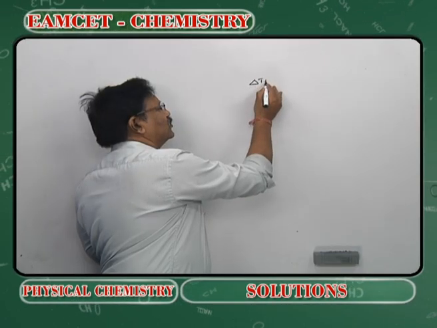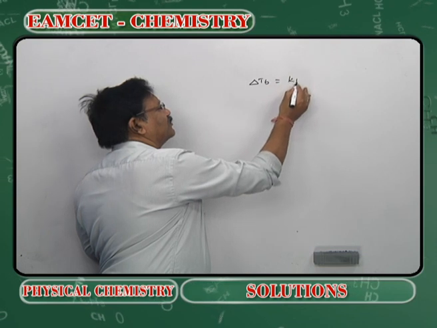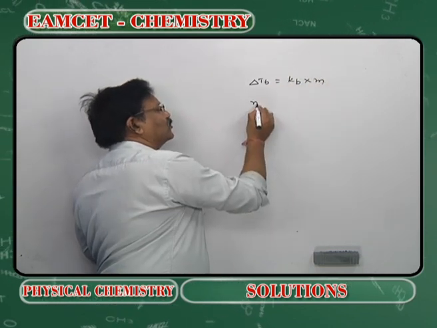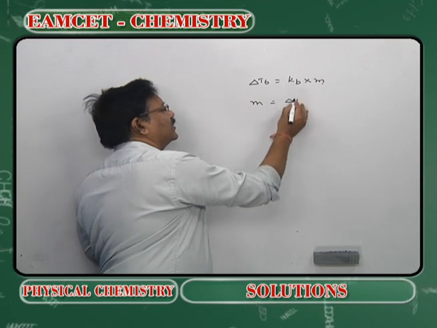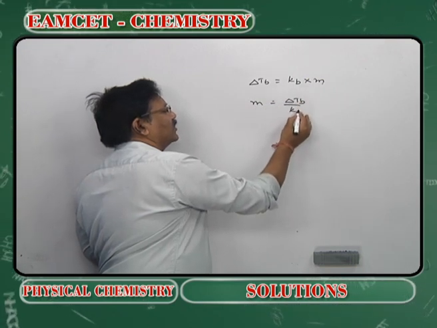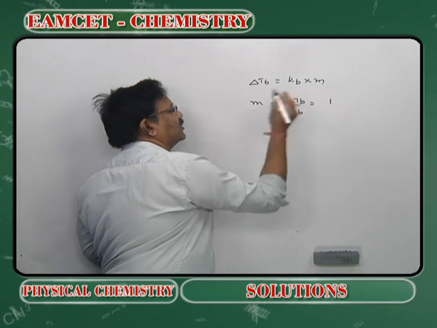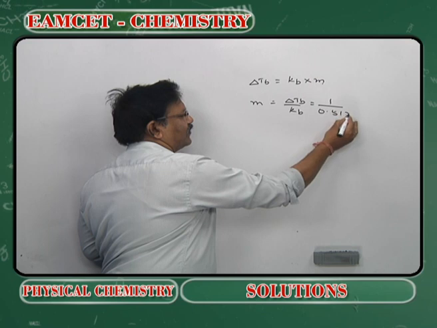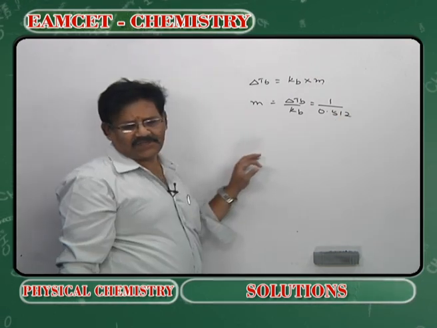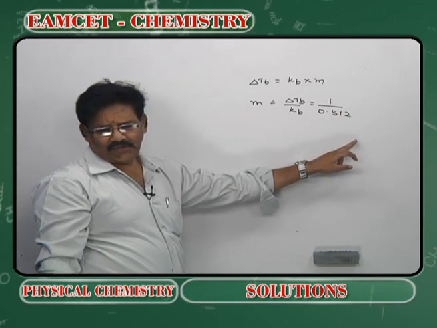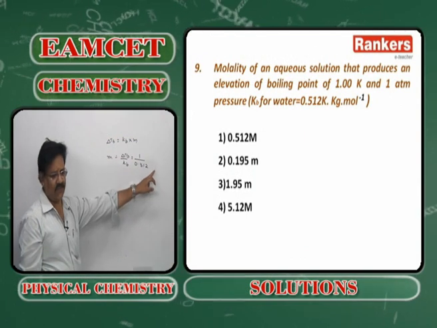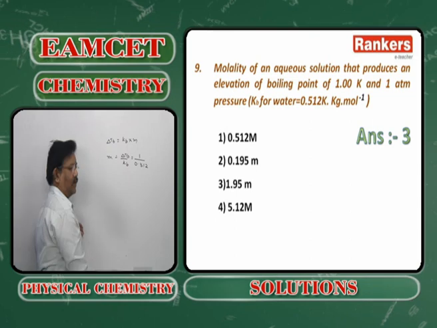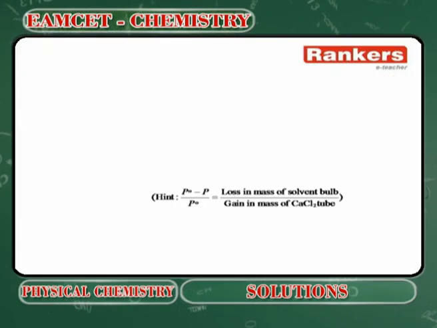Delta Tb is equal to Kb into m. So m is equal to delta Tb by Kb. Delta Tb is 1 and Kb is 0.512. Approximately, it will be nearly equal to 2. In the given options it is 1.95. Option 3 is the answer. Next question.